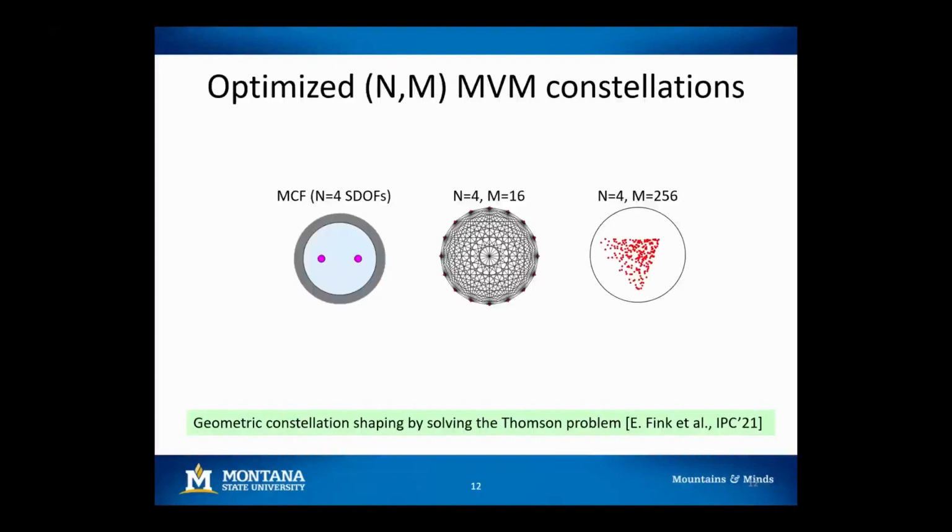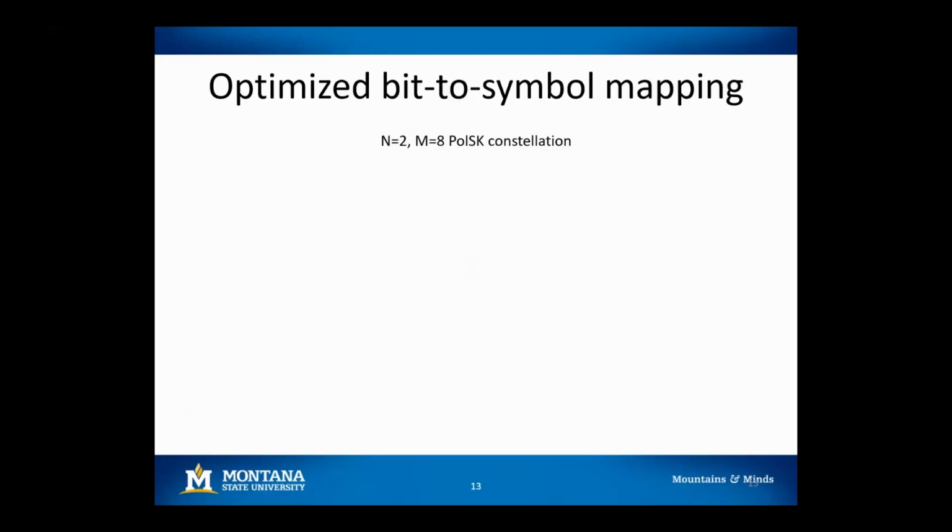Here you see some example results for a two-core multi-core fiber. We have 4 spatial and polarization degrees of freedom, and I show you 2D projections of the optimal constellations with 16 points and 256 points.